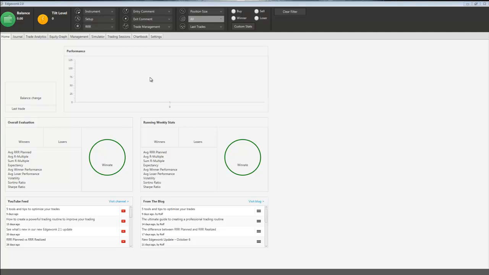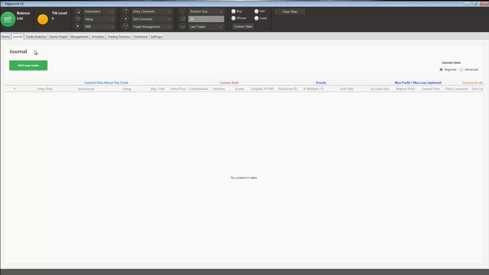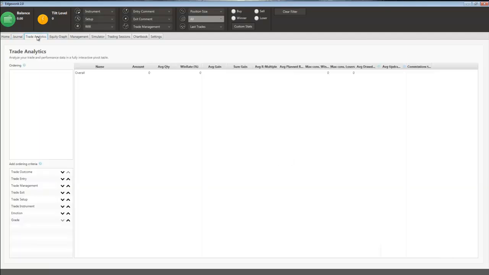But basically, what you'll see is an incredible journal here. It takes some time to learn, it takes some time to fill it in, but it has everything. So based on your trades, it will give you your win rates overall, running weekly stats, it will give you an equity curve. Here is the journal page where you fill in everything, and again they have numerous videos on how to do this. And then you've got your trade analytics.